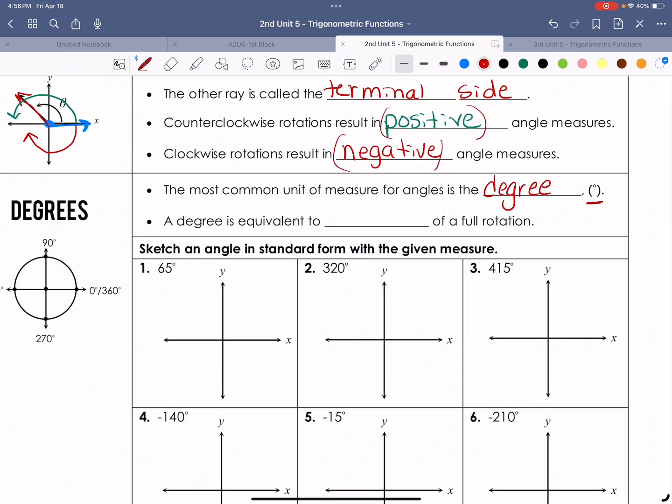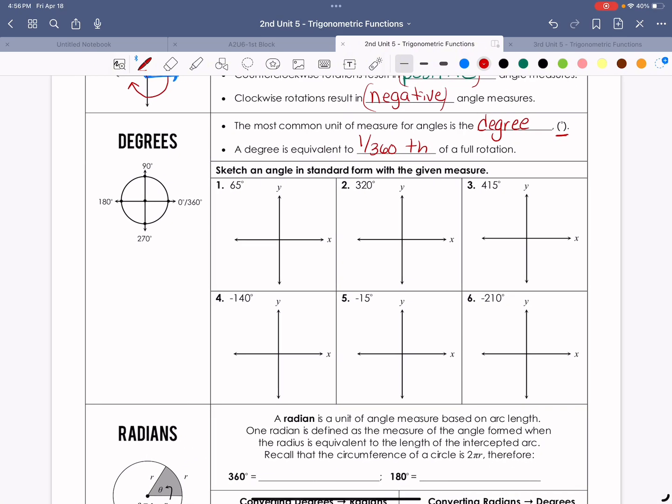The most common unit of measure for angles is the degree. And you see the degree symbol here. A degree is equivalent to 1/360th of a full rotation. Your whole circle is equal to 360. So every single degree is 1/360th.